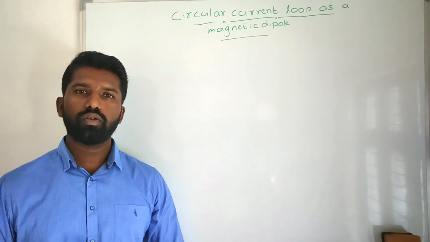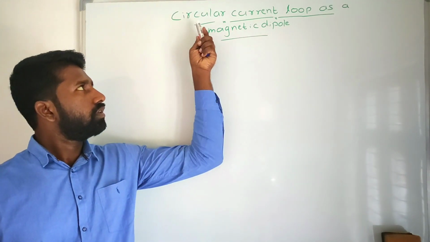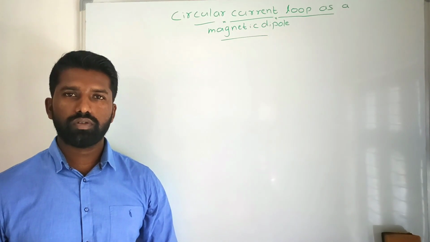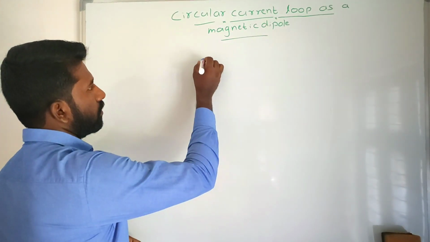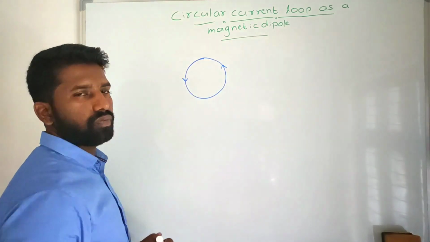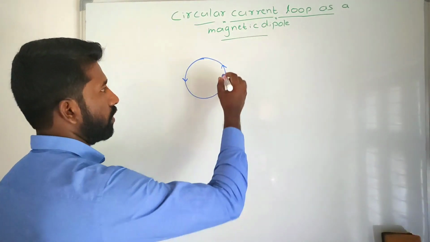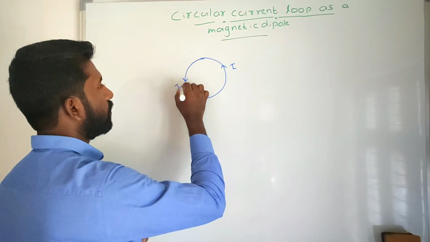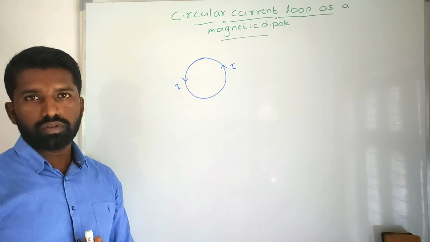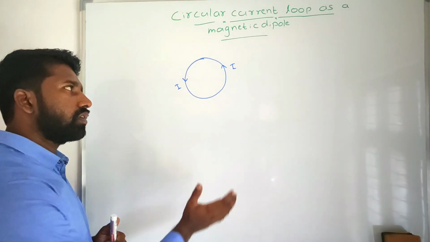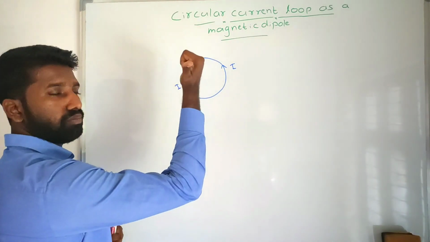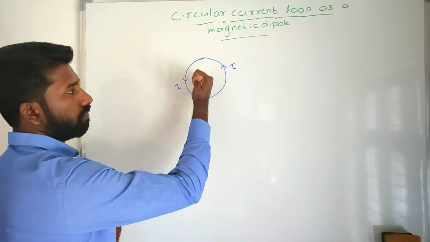In this video, I am going to discuss circular current loop as a magnetic dipole. A current carrying circular loop will produce a magnetic field. The direction of the magnetic field can be found out by using the right hand rule. How will you apply the right hand rule? Curl your palm in the direction of current, then the thumb points in the magnetic field direction.